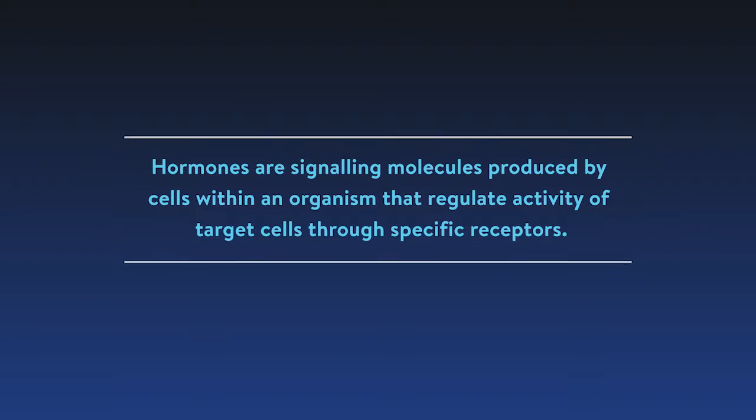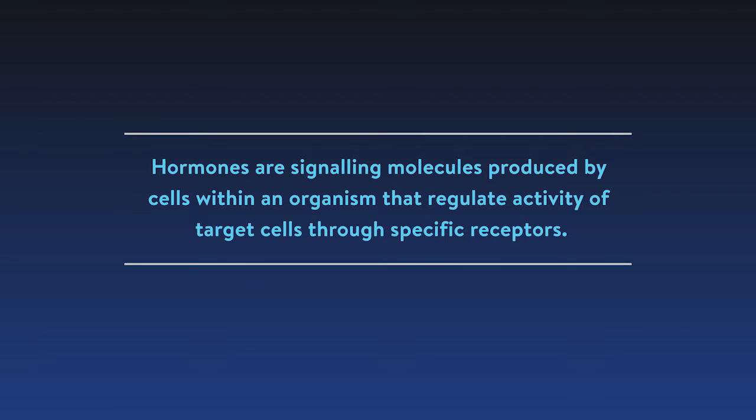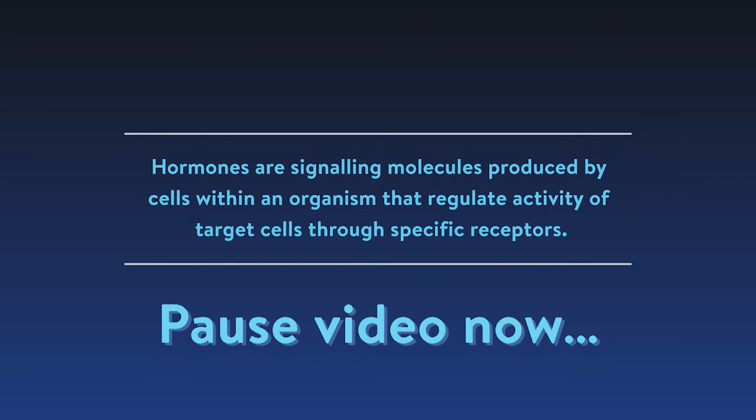I'm going to attempt to memorise the definition of hormones. And what are they? Hormones are signalling molecules produced by cells within an organism that regulate activity of target cells through specific receptors. Pause the video now and take about 1 to 2 minutes to try and memorise it. Then come back and see if your method was similar to what I'm about to show you. Go on, pause it, and give it a try.